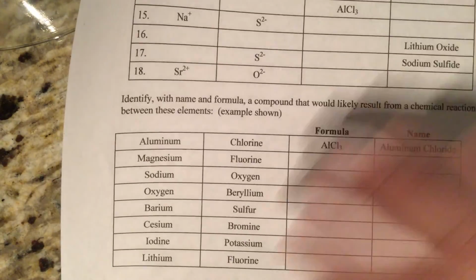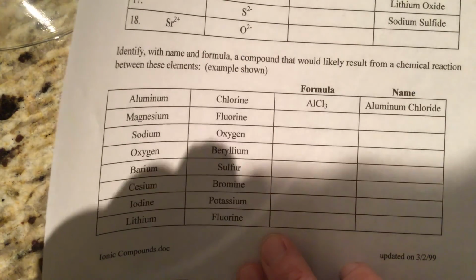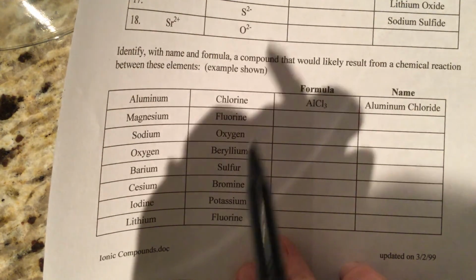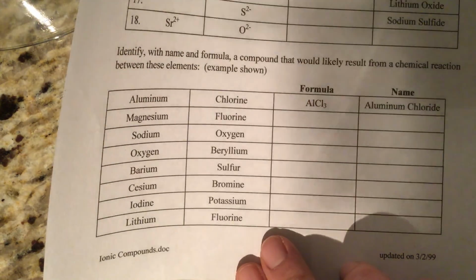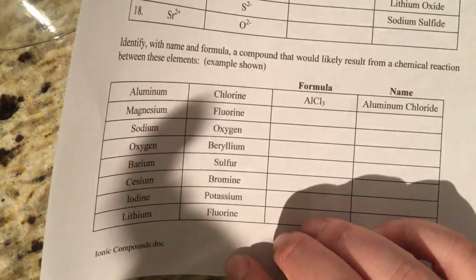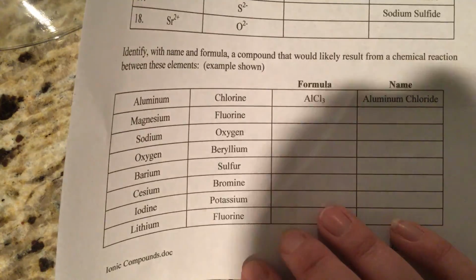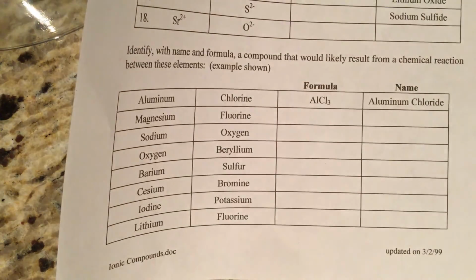The bottom half is the exact same thing, only what's happened is the metal for these ones is not always listed first. There are some metals hidden in that second part. So for this bottom part, check your periodic table. Which one of the elements is the metal? Whichever one that is, that one goes first, okay? So go ahead, good luck.